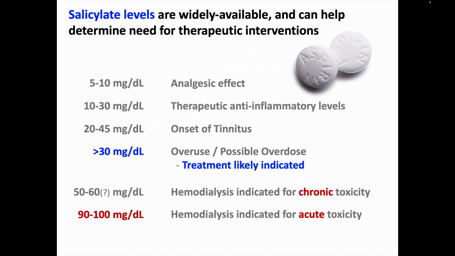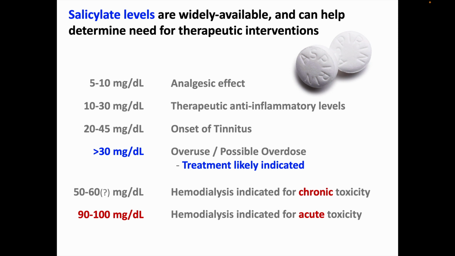Fortunately, getting salicylate levels is pretty easy as long as you think about it. It's available as a stat test result in virtually every acute care setting. And we can use the results to help guide therapeutic interventions, i.e., who needs to be treated and with what measures. For reference, we start to see aspirin's analgesic effect at salicylate levels of 5 to 10 milligrams per deciliter. When used as an anti-inflammatory drug, say for various rheumatologic indications, the levels should be in the 10 to 30 milligrams per deciliter range. Tinnitus is seen beginning at the upper end of the therapeutic range, but any salicylate level above 30 milligrams per deciliter indicates overuse or a possible overdose, and it's a reasonable threshold for starting treatment.